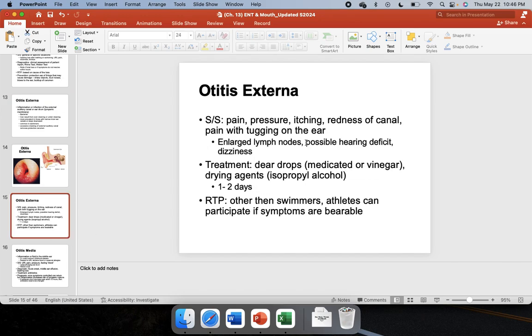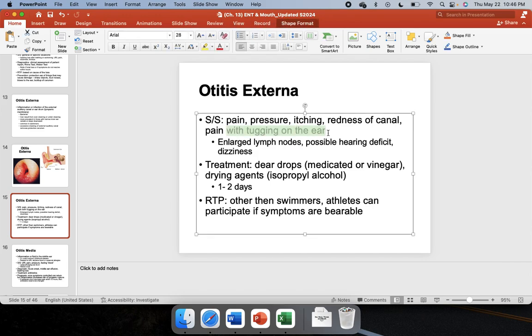So pain, pressure, people are going to tug at the ear. So treatment, it's a bacterial infection. So sometimes we're going to use eardrops. Maybe some type of a drying agent. It may become progressive and you may have to use some type of an antibiotic, either external or internal. It just depends a little bit.